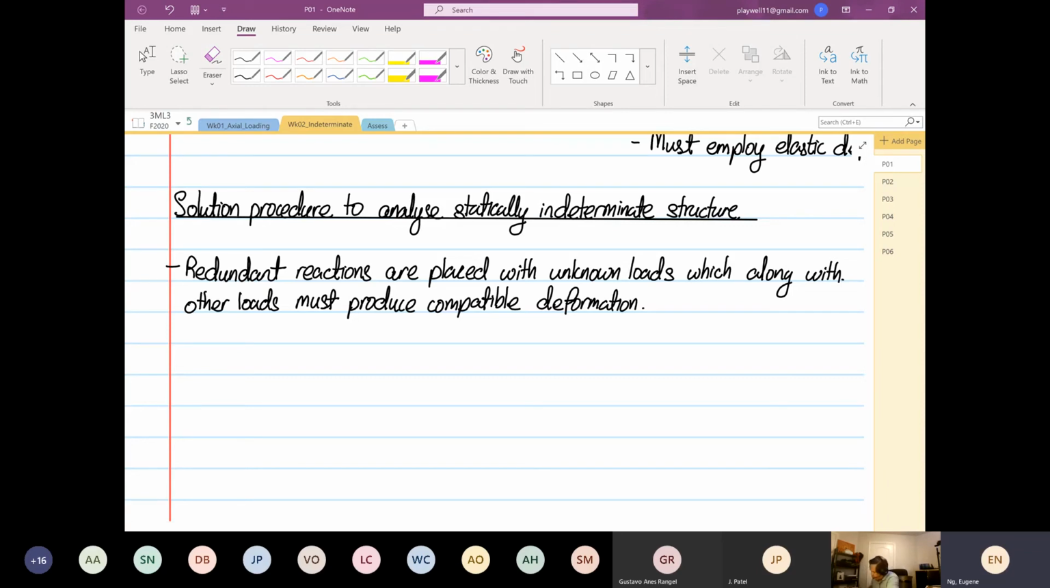So for this case, what it is saying is that we're going to have delta L plus delta R must be equal to 0. So we're going to impose this equation for a statically indeterminate structure. And there's a reason behind it, which I'll show you later. So delta L is the deflection due to the real load.